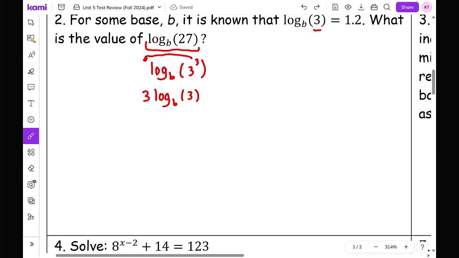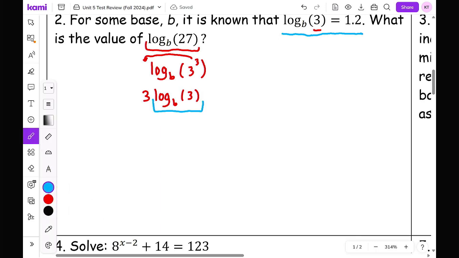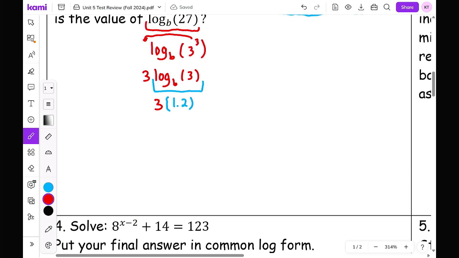Okay. So then now, again, we know that log base b of 3 is equal to 1.2. And right here, I have log base b of 3. So I can just go ahead and plug in a 1.2 for that. And I know we're going to have 3 times that. So in the end, we know that log base b of 27 is just going to be equal to 3 times 1.2, which is 3.6.